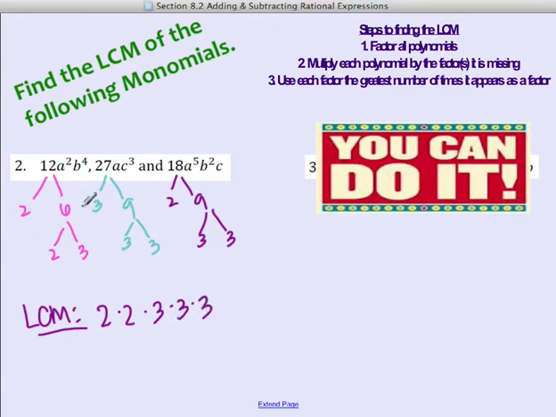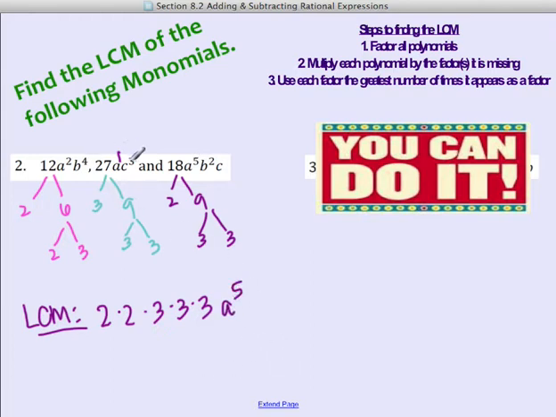Okay, we've got 2's and 3's, and that's it for here. Now, that's going to be my number in front for my least common multiple. Now I look at my variables, and we always write down the greatest. So this one's a squared, this one's really a to the first, and this is a to the fifth. So my greatest is a to the fifth.